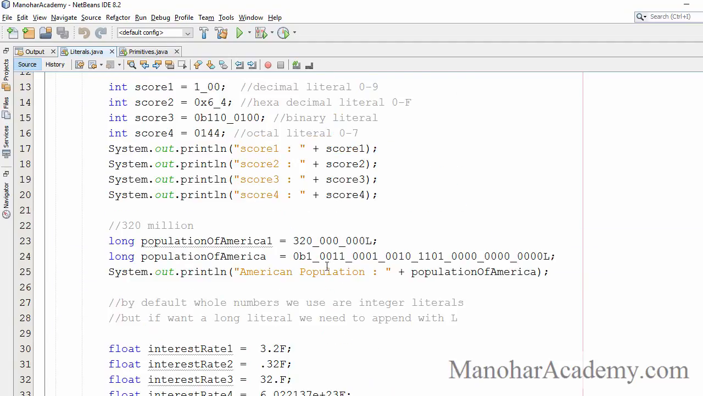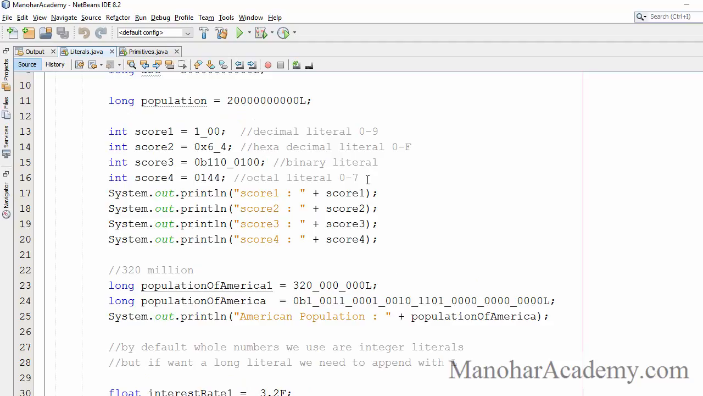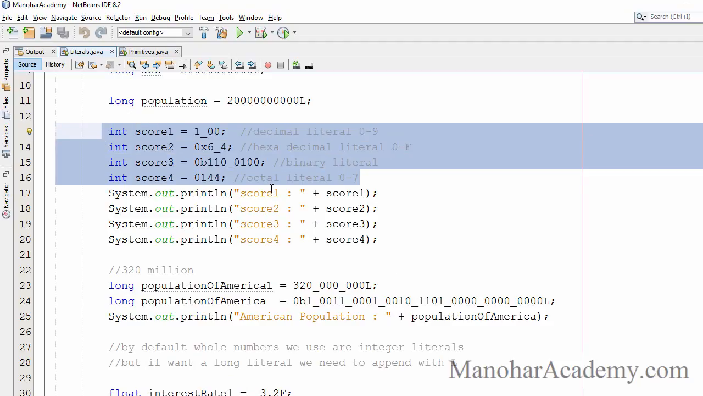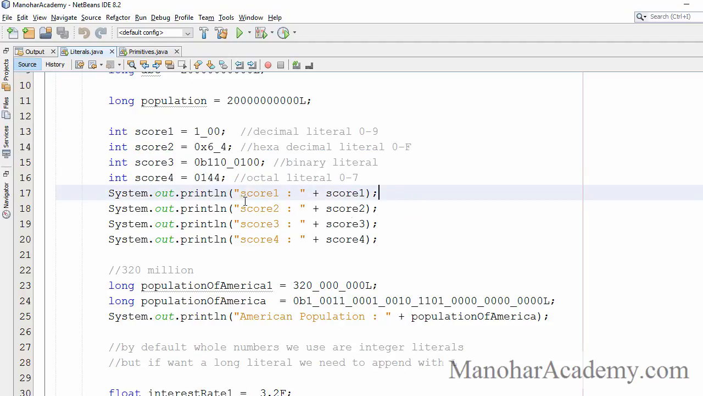Also we have learned literals can be separated by using underscores for readability purposes, and we also looked at different kinds of number systems like decimal system, hexadecimal system. So that is all about literals.